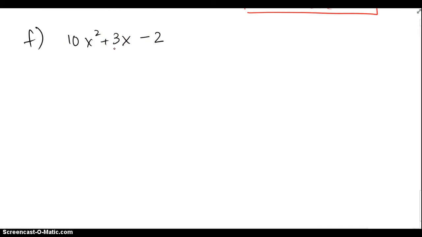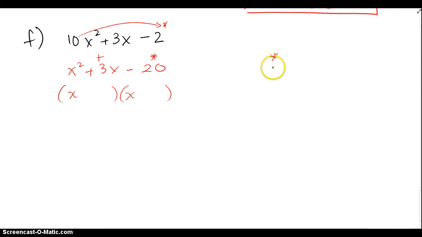Let's factor this trinomial. I checked to see if there's a GCF to be pulled out, and there isn't. So I moved the 10 upstairs and multiplied with the -2. So that's x squared plus 3x minus 20. Now that makes it a leading coefficient 1 problem, so x and x. I'm looking for two numbers that multiply to -20 and yet add to a positive 3. And if we go through our list, I want a product of -20 and a sum of positive 3.